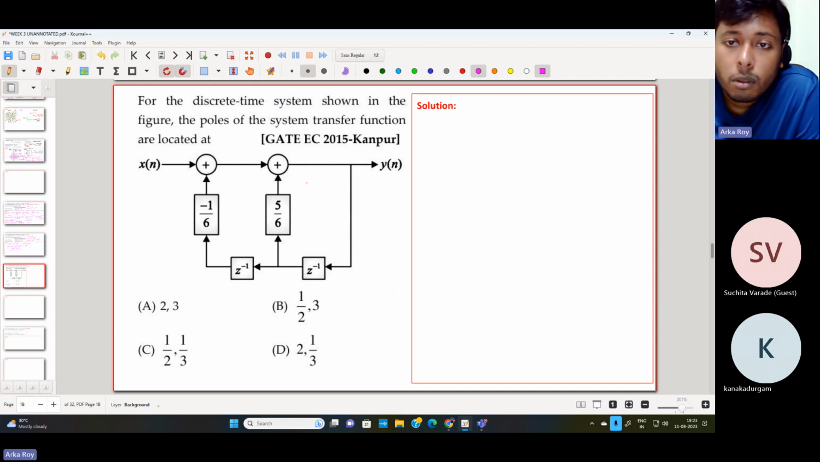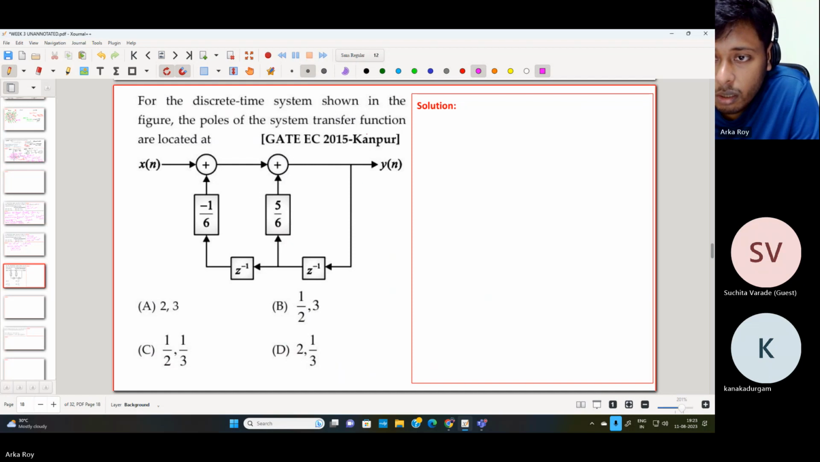So the next question is that the poles of the transfer function for the discrete time system shown in the figure are located at these particular locations. This is a feedback system. This particular feedback system has given some gains and some delays, and we need to find the transfer function of the system so that we can get the location of the poles.